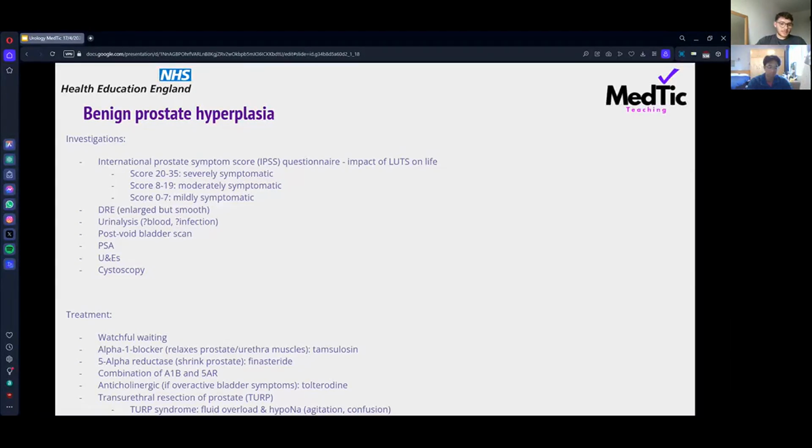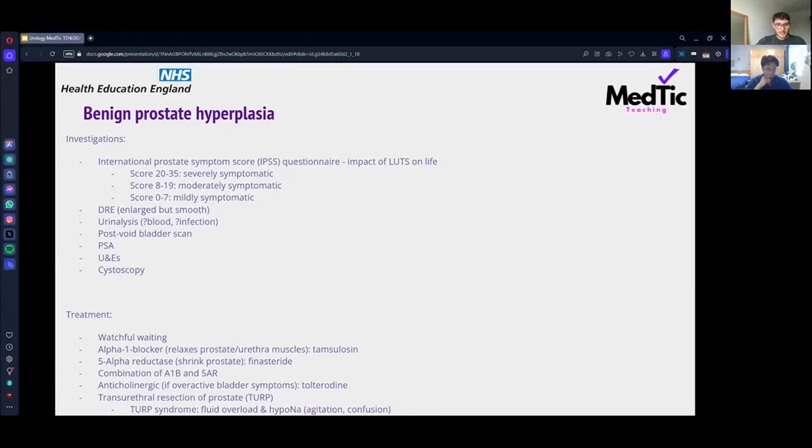And because it's an alpha-1 blocker, it also causes vasodilation, and that's where the postural hypotension and increased risk of falls came into it in the previous question. Then a 5-alpha reductase inhibitor, such as finasteride, again shrinks the prostate, so hopefully relieving some of the symptoms. Usually you start them on tamsulosin, and then you'd add on finasteride.